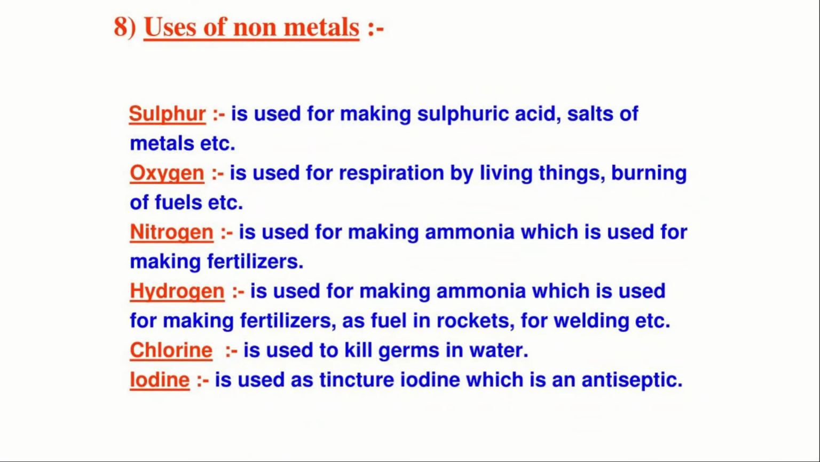Next is uses of non-metals. Sulfur is used for making sulfuric acid, salts of metals, etc. Oxygen is used for respiration by living things and burning of fuels, and nitrogen is used for making ammonia, which is used for making fertilizers. Hydrogen is used for making ammonia, as fuel in rockets, for welding, and chlorine is used to kill germs in water. Iodine is used as tincture of iodine, which is an antiseptic. So these are the important non-metals and their uses.